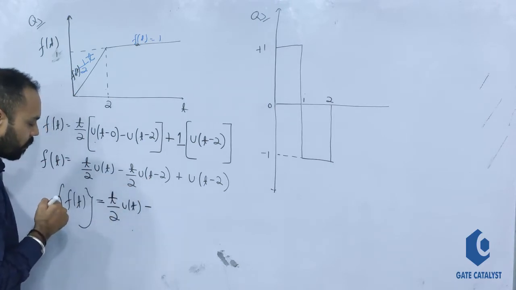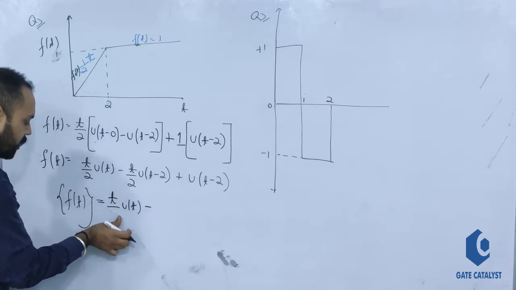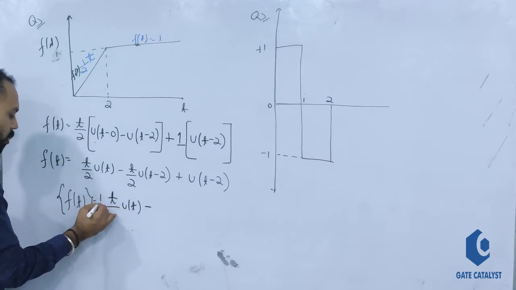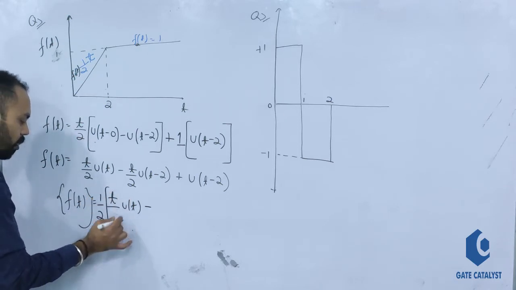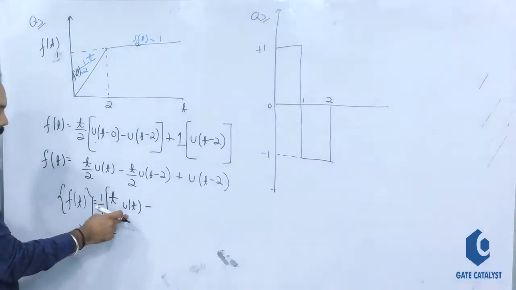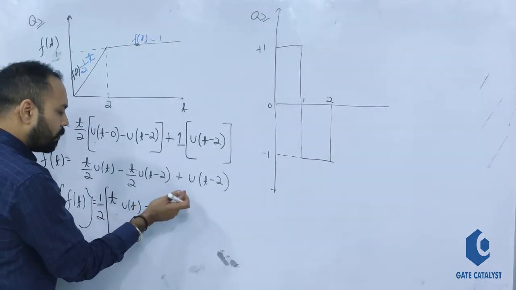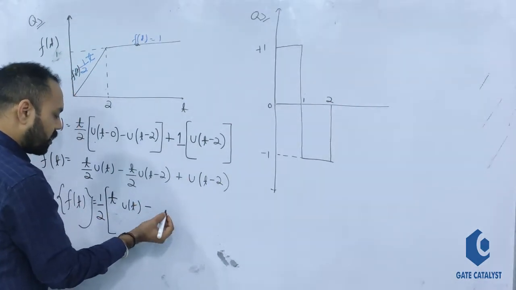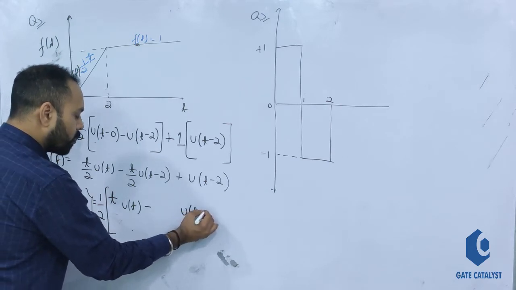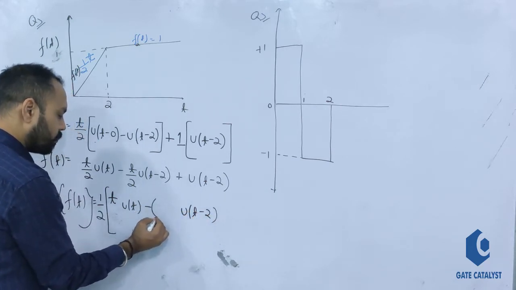What to do about this? Okay, first of all, let me take 1 by 2 constant. So we'll use this 1 by 2 symbol later. So now this becomes t u(t) minus t u(t minus 2) plus u(t minus 2). So let us take this u(t minus 2) common. So what is left here?